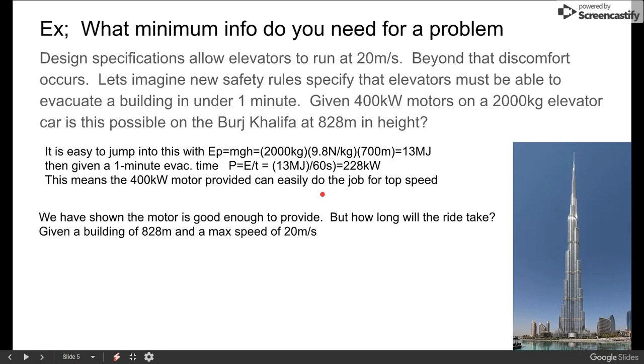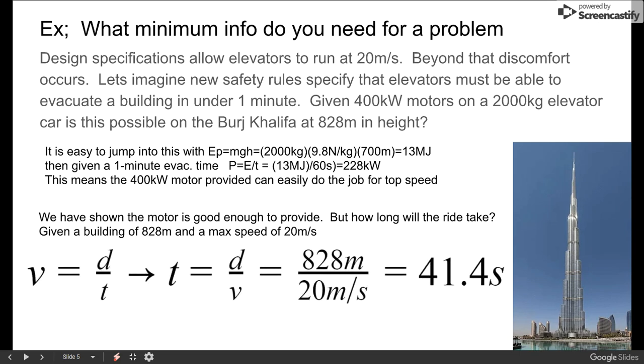Now, how long is the ride going to take up the side of the building? For that, you go back to kinematics. Given that speed is distance over time, you can solve for time by dividing these two, and you get 41 seconds. Now that one I carried out with the correct numbers. So you're safe. Both things can be achieved.